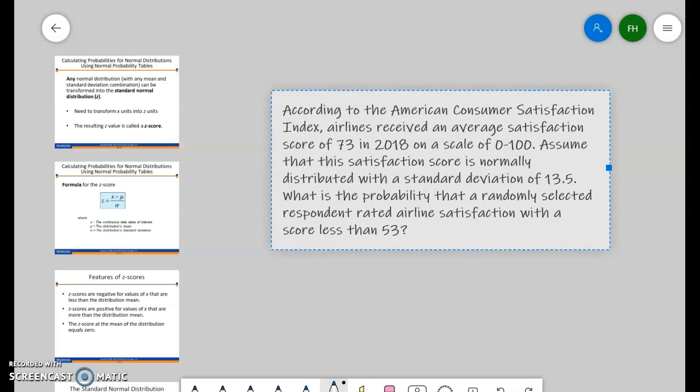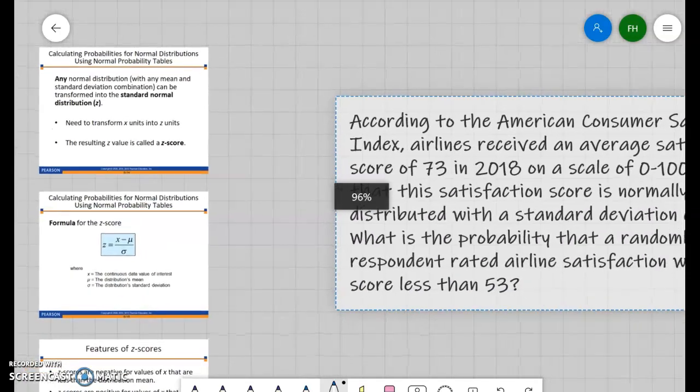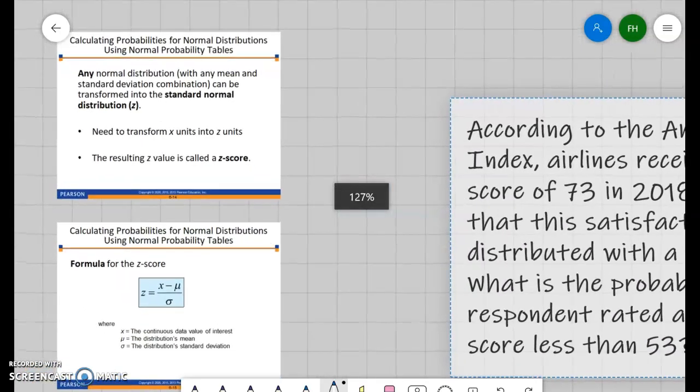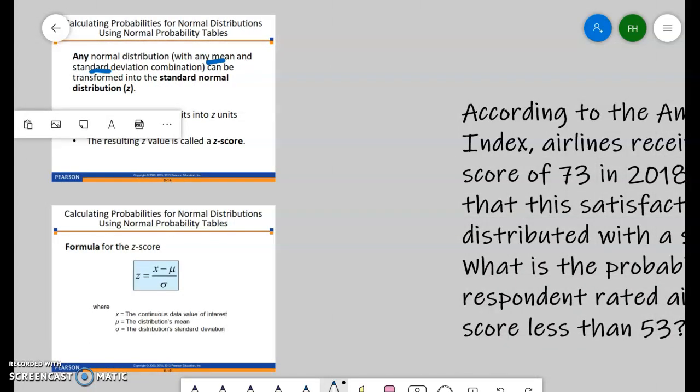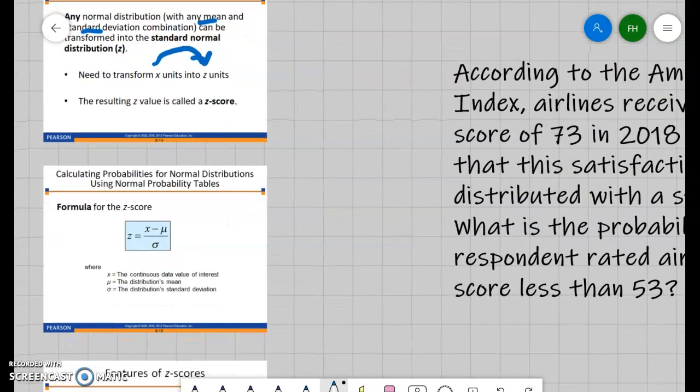Okay, this video is all about z-scores. So in the PowerPoint lecture, I went over what a z-score is, but what we want to know about a z-score is there's really two things that you want to know: your mean and your standard deviation, and of course x, which we'll get to. So basically with the z-score, you're transforming x into z units. And we call this a z-score.